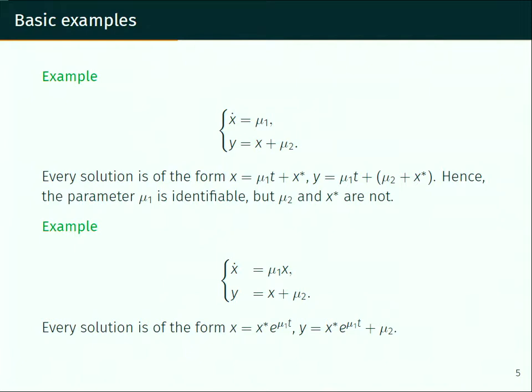Yeah, so the Y from the definition. Every set of parameters, mu1, mu2, and x star, because they're independent, define Y. So I have a map from parameters to Y. And I want to know if I can go back. So if I can see Y, understand what the parameters were.